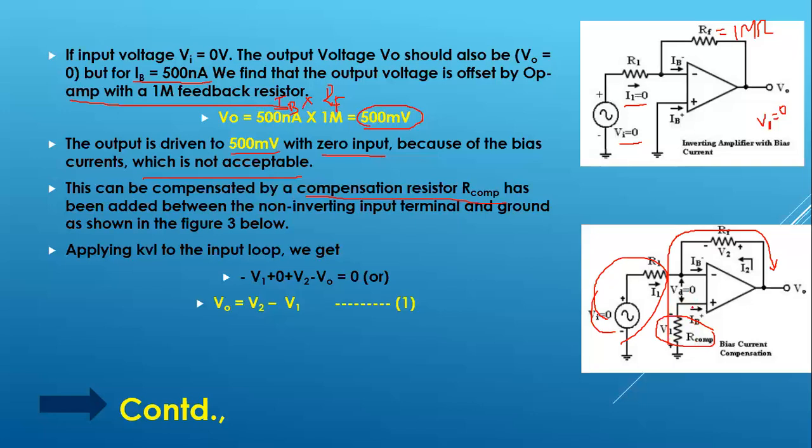Here VD is equal to 0 due to the virtual ground concept, or we are considering Vi equal to 0 as the input voltage. The difference between these two inputs will also be equal to 0. So VD is equal to 0, and we are mentioning V2 as V2 itself, or you can mention it as I2 into RF, which is the current flowing from the output terminal, and V0 will be V0 itself. If you rearrange this equation, you will be having V0 equal to V2 minus V1. This is the output equation you will be getting.